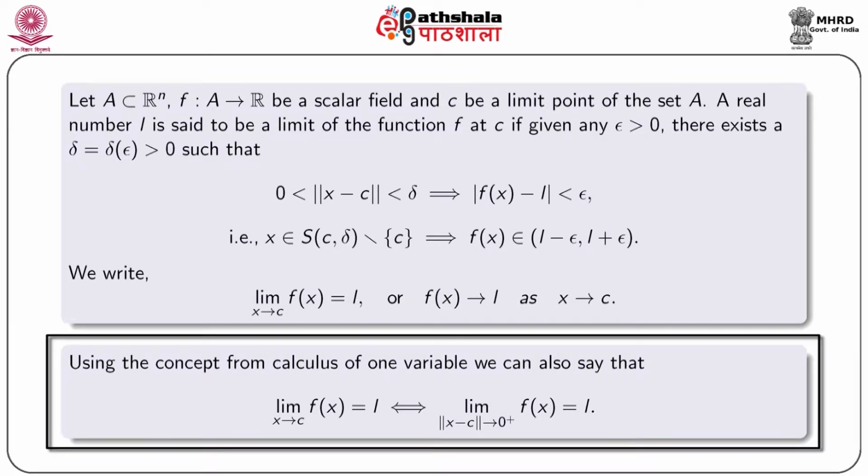If we want to use the concept of calculus of one variable, we can rewrite this as limit as x tends to c of f(x) equal to L if and only if limit as norm of x minus c approaches 0 from the right of f(x) equal to L.